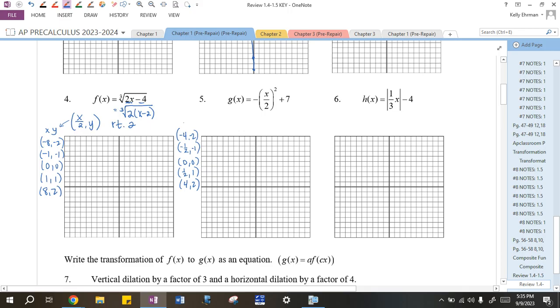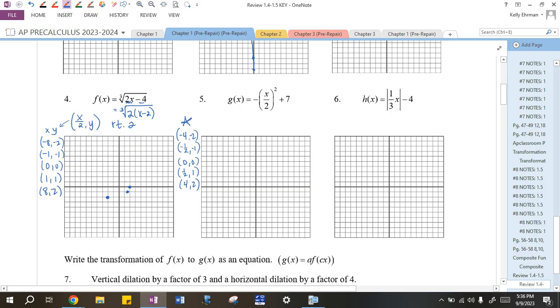So these are the transformed points, and then I need to take all of these and go to the right 2 units. So I'm just hovering my pencil over -4, -2, and then I'm going to move to the right 2. Negative 1/2, negative 1, and then go right 1, 2. 0, 0, go right 2.